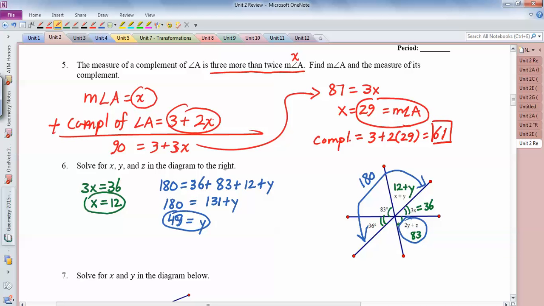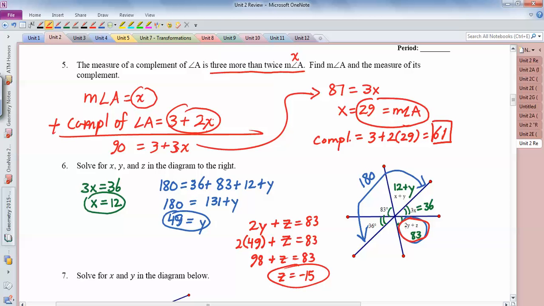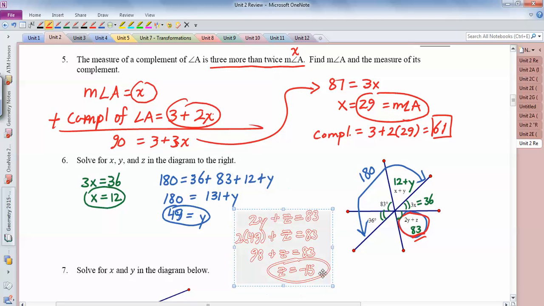And then down here, we know 2y plus z is 83. So I'll highlight that in red. 2y plus z equals 83. y is 49, so 2 times 49 plus z equals 83. That's going to be 98 plus z equals 83. Then if you subtract 98 from both sides, z is negative 15, which looks weird at first, but if you add it to 2y, and 2y is really 98 degrees, it doesn't matter if you take away 15, it's still a positive angle of 83. So there's that one.